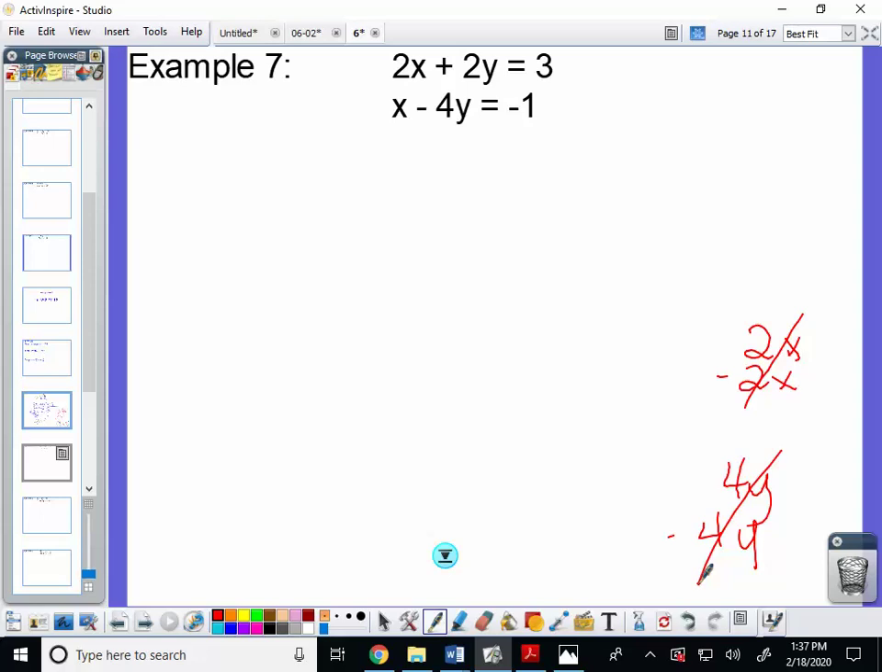I'm going to go with what Bradley said first. He said multiply the top equation by 2. You almost have to be able to think ahead and predict, all right, if I multiply by 2, that's going to give me a positive 4y, which would cancel the y's out. So let's multiply the top equation by 2. So 2 times 2x is 4x, and 2 times 2y, and 2 times 3 is 6. I didn't do anything to the bottom equation, so I'm just going to bring it down.